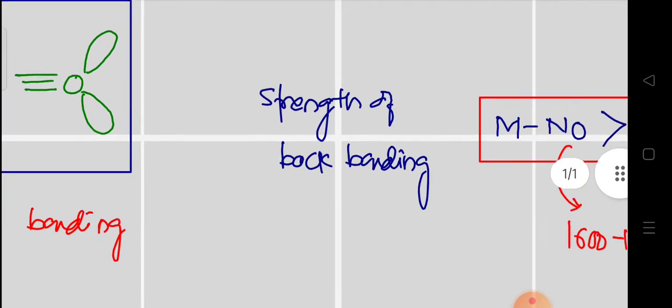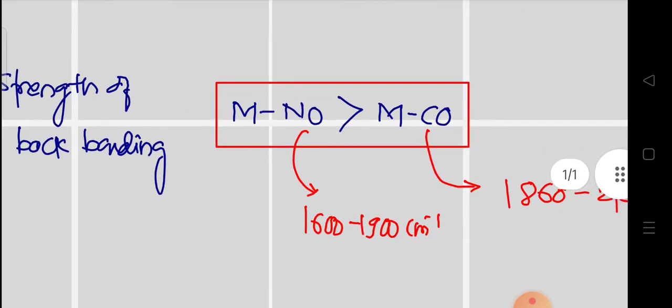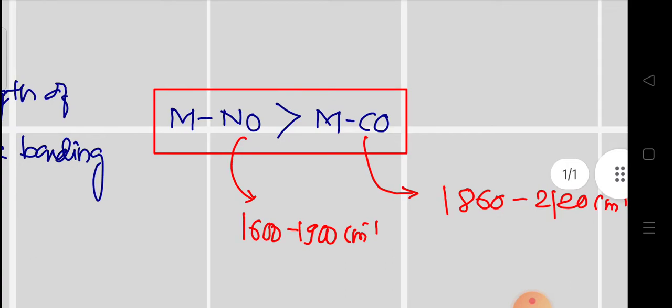Now, if you compare the strength of back bonding in metal carbonyl and metal nitrosyl complexes, you can observe that metal nitrosyl complexes always have more strength to form a back bond, or they withdraw electrons very strongly from the metal ion. So back bonding is stronger in metal nitrosyl complexes compared to metal carbonyls.